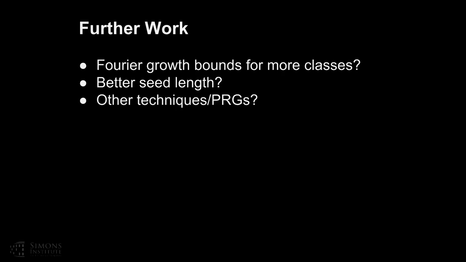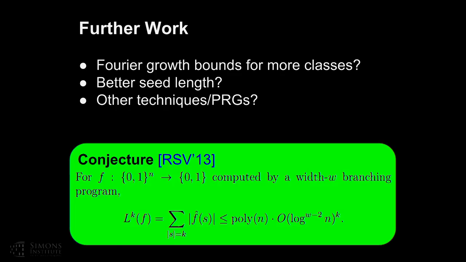And of course, other techniques and pseudorandom generators. There's lots of things we want to import. And one particular conjecture that I want to leave you with is that if you have width W branching programs, we should basically be able to extend this bound to get a log to the W minus 2 base on the Fourier growth. And there's a couple of reasons we believe this.